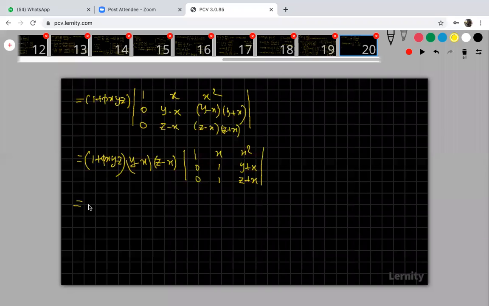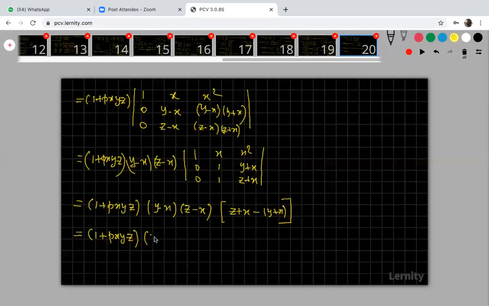Now simplify that. This is 1 plus p into x, y, z, times y minus x, z minus x. Find the value of the determinant. The value of the determinant is 1 into z plus x minus y plus x. So therefore this is 1 plus p, x, y, z, y minus x, z minus x. Look at that, the x plus x minus x get cancelled. You will get z minus y. So this is your answer.